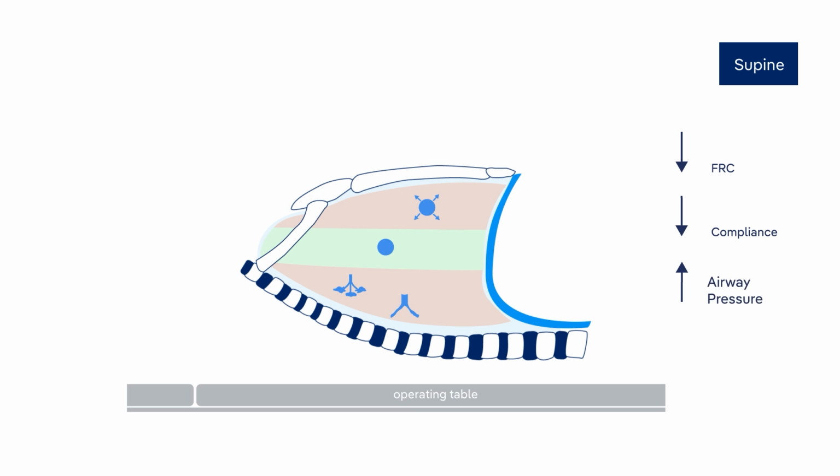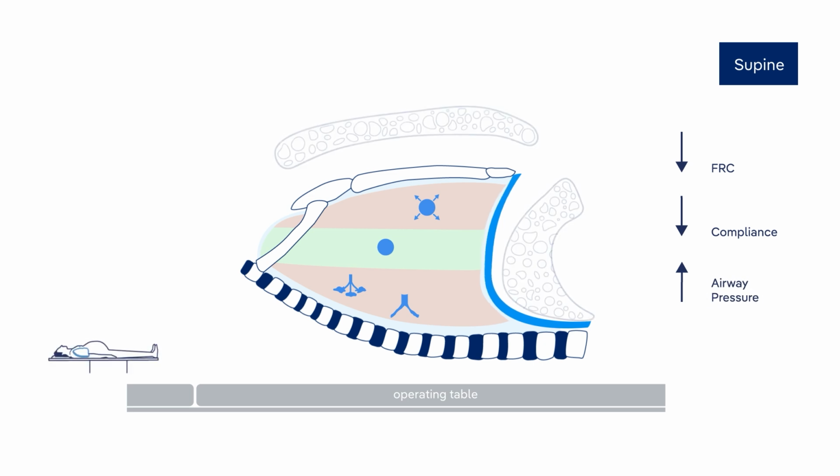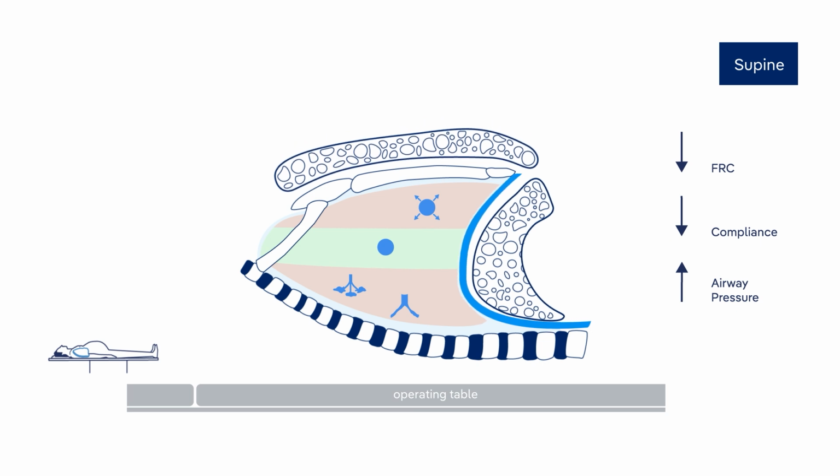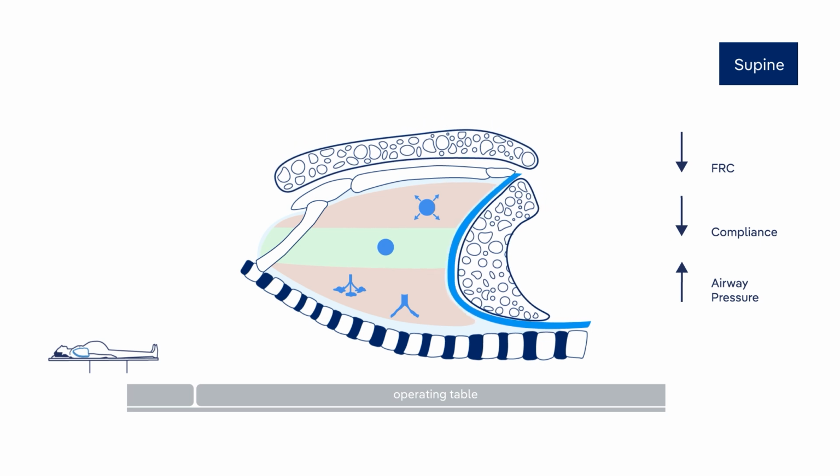In certain patient populations, such as those with obesity, where excess adipose tissue exerts additional pressure on the diaphragm and chest, or those with pre-existing lung disease or compromised lung tissue, these physiological changes become even more pronounced. In such groups, clinical outcomes may worsen further.